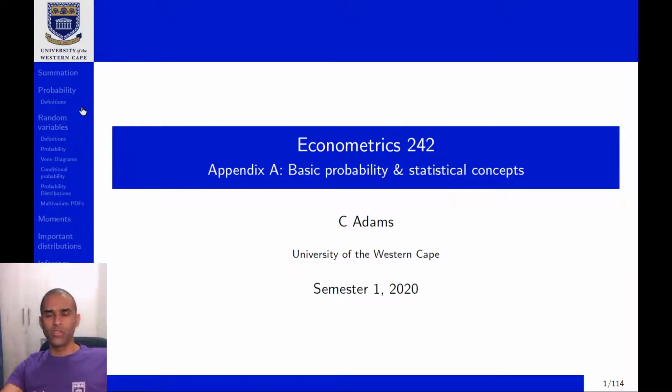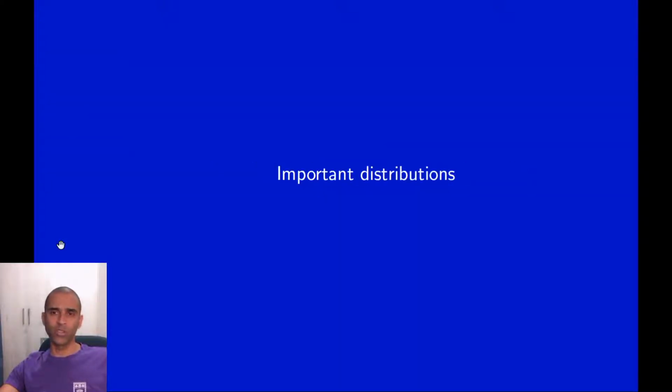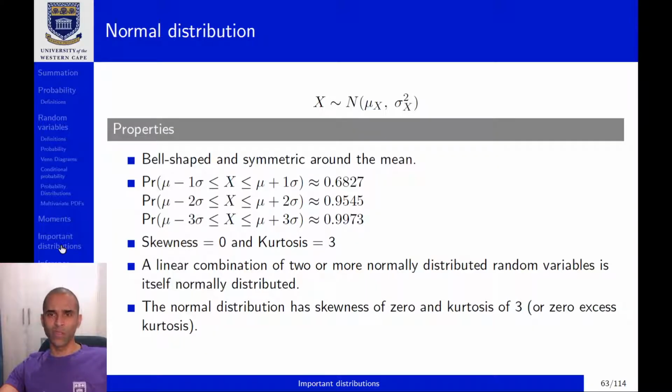Hello econometricians, this is the fourth video for Appendix A, and in this one we'll be talking about distributions. Some important distributions, that is. Starting with the familiar normal distribution.